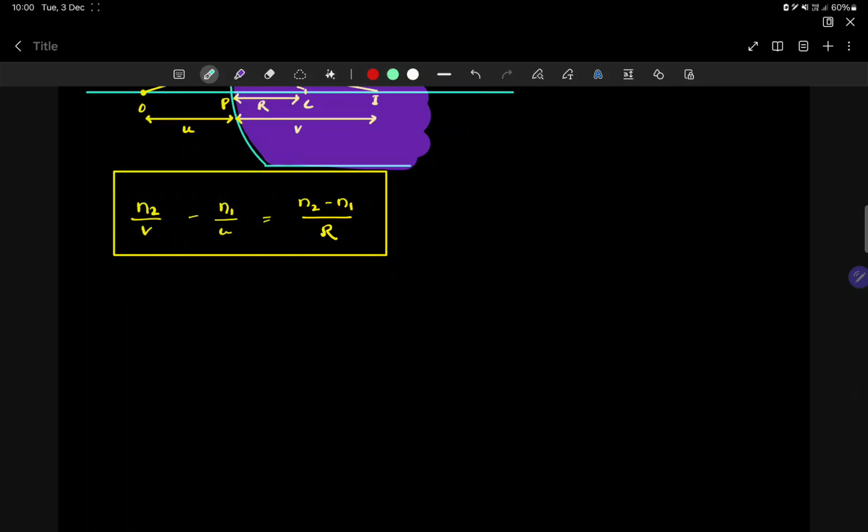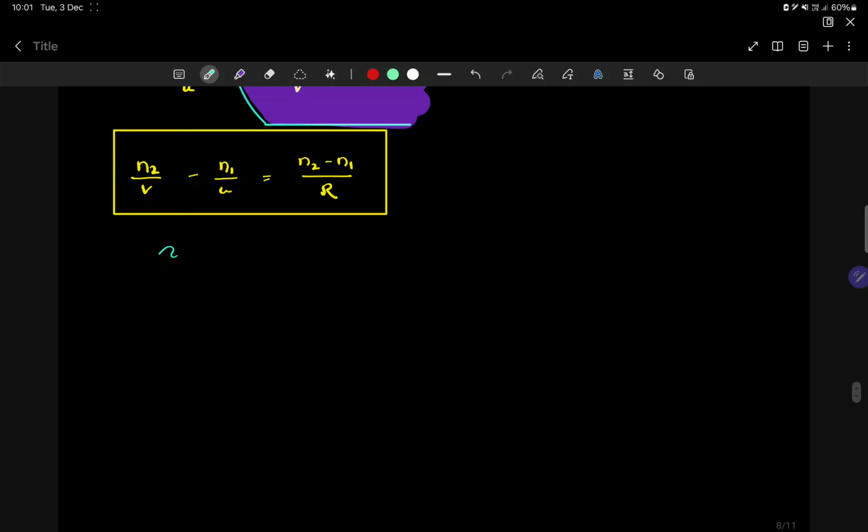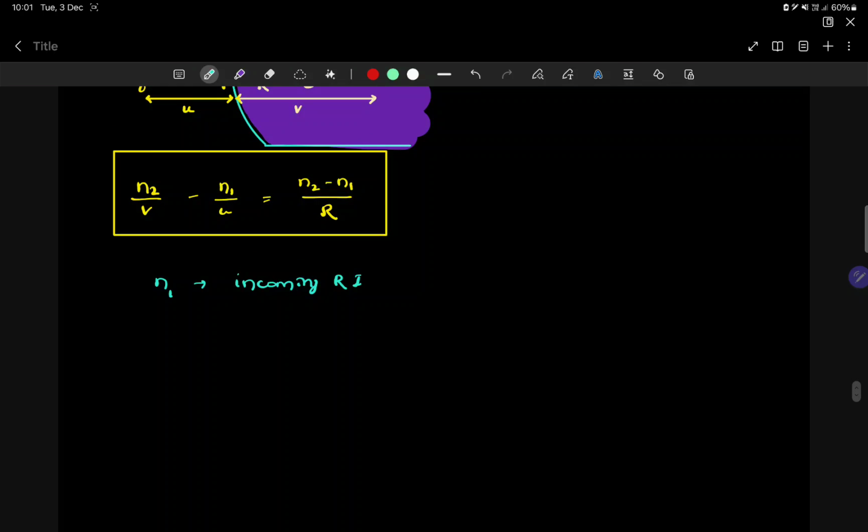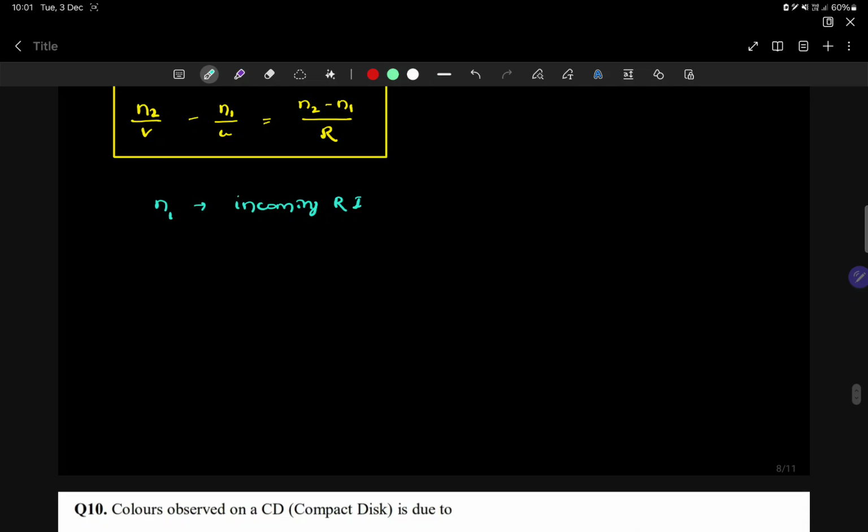But what you have to remember in this case is what is N2 and what is N1, that is also very, very important. So what is N1? All of you remember, N1 is the incoming RI. Incoming RI means refractive index of that medium in which the incident ray is present, or you may think of it as the refractive index of that medium in which the object is present. And N2 is the outgoing RI.